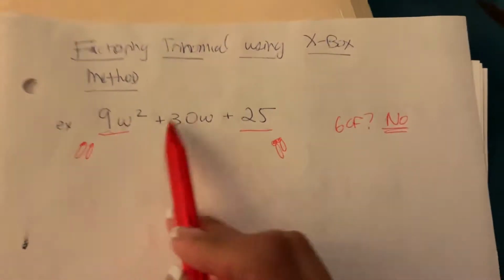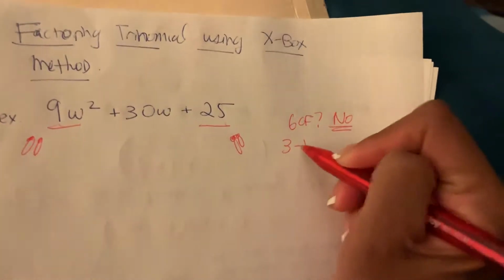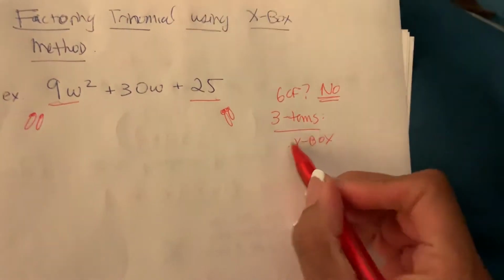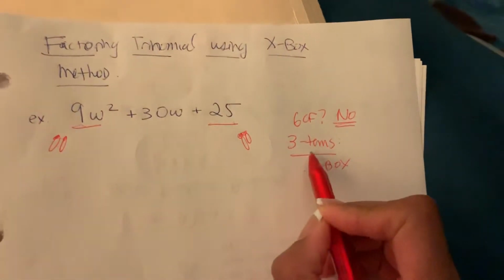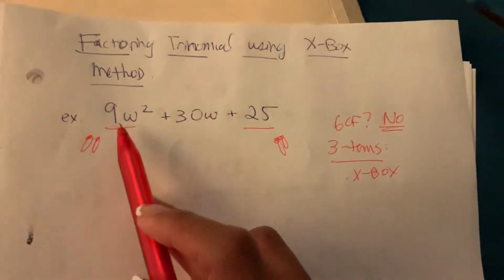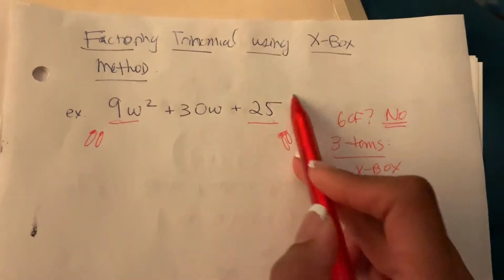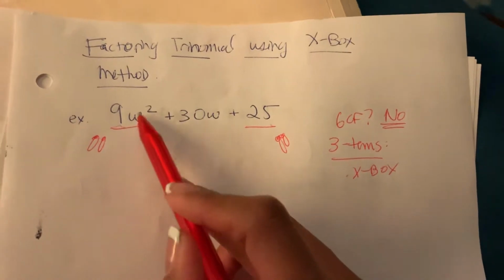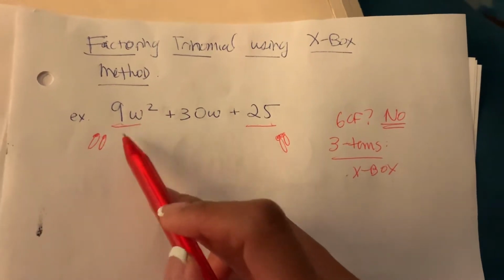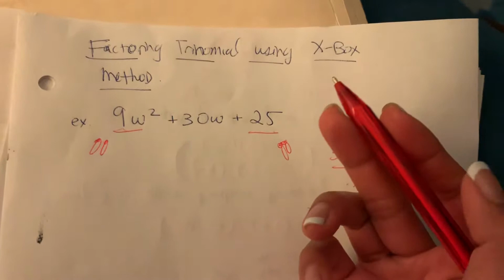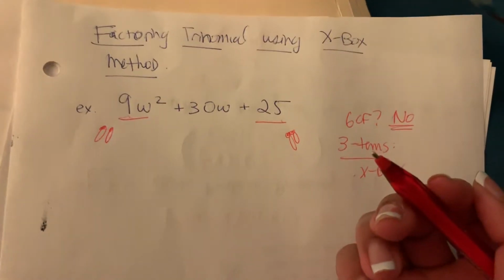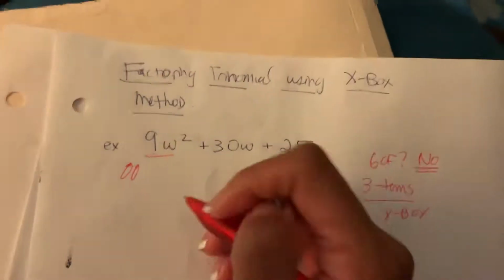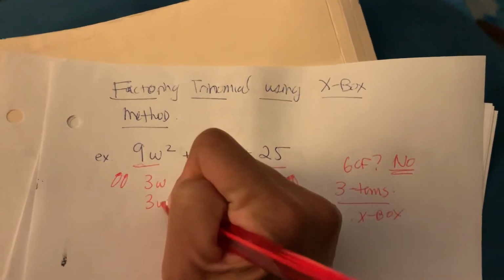So now, because there are 3 terms, I'm going to do the Xbox method. And again, the Xbox method only works for 3 terms, a trinomial. So I ask myself, the first term and the last term, what are the factors of 9w squared? In other words, what are 2 terms that multiply to give me 9w squared? Well, there's 3w and 3w, and then there's also 9w and 1w.